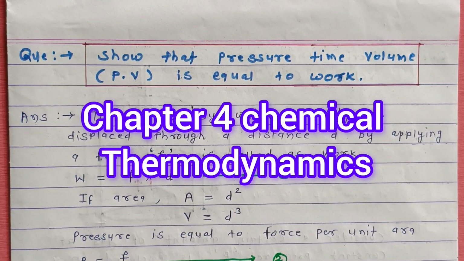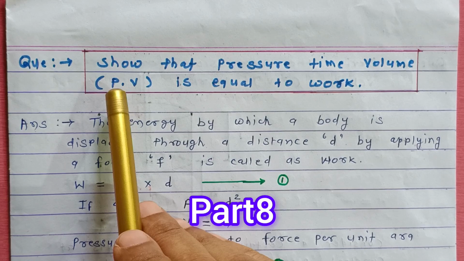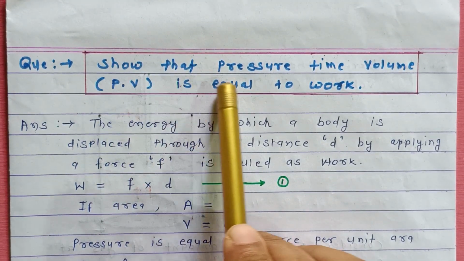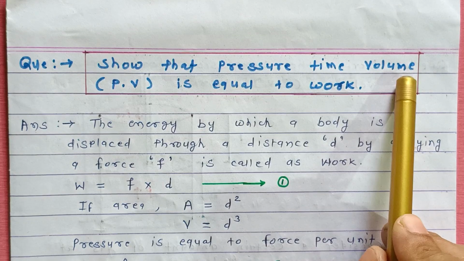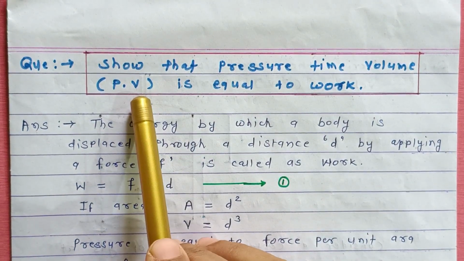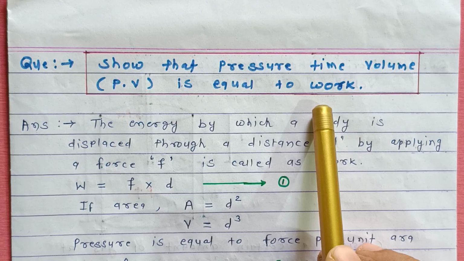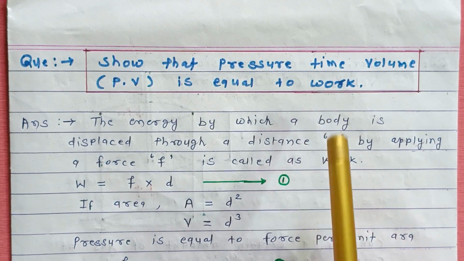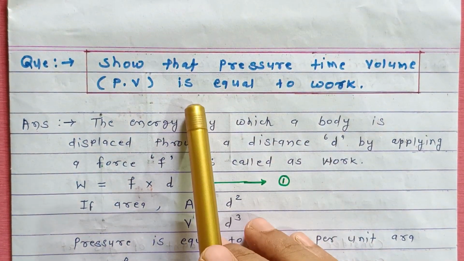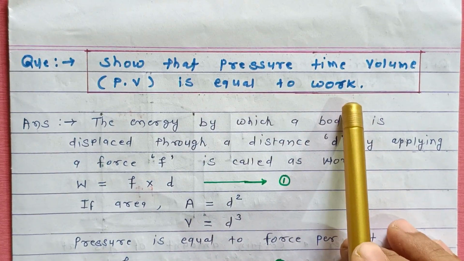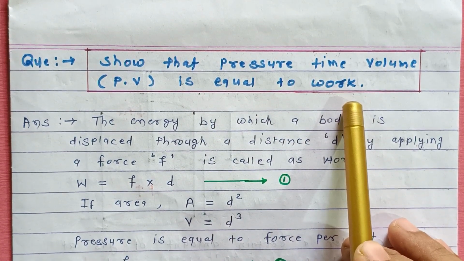Students, today we are going to discuss the question: show that pressure times volume, meaning P into V, is equal to work. Now we are going to start the derivation. We have to solve this question for 2 marks. It is generally asked in the board examination.